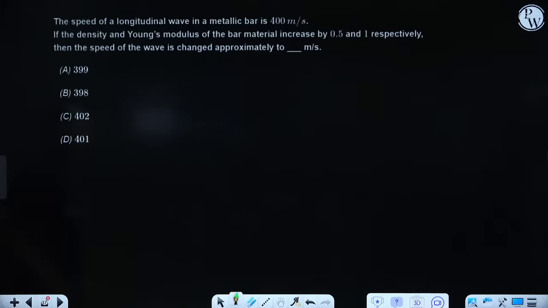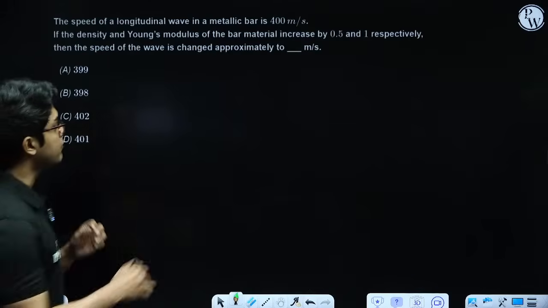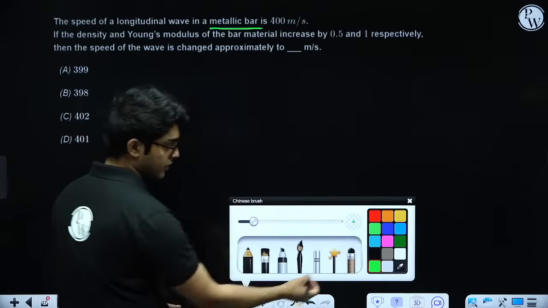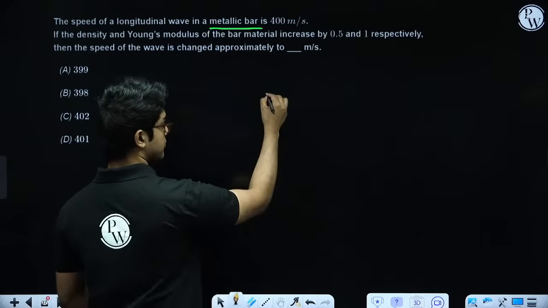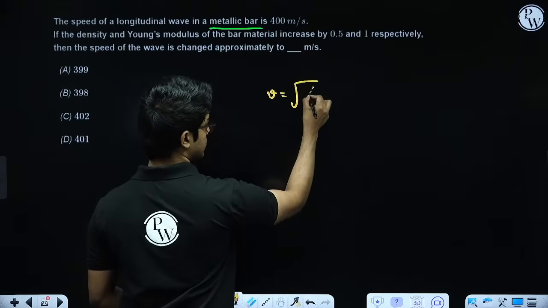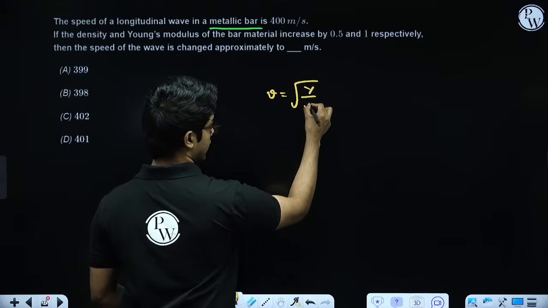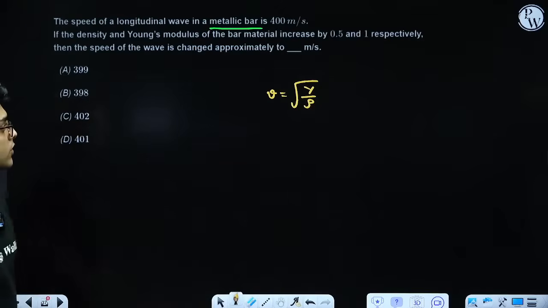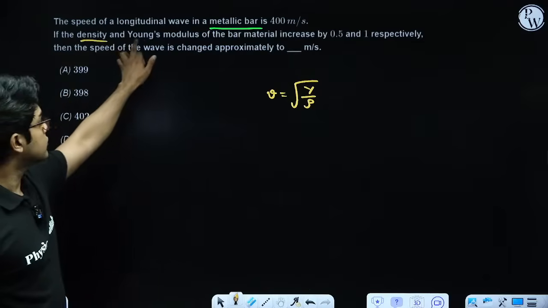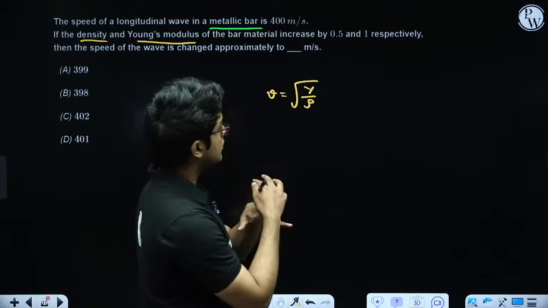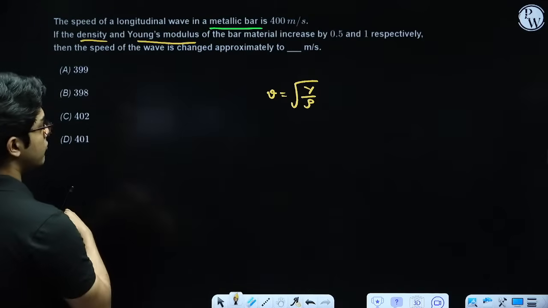All right. So now we have the speed of a longitudinal wave in a metallic bar is 400 meters per second. So this formula we discussed, the longitudinal wave speed on a metallic bar, is the square root of the Young's modulus of the bar divided by the density of the material. Now the question is, both the density and the Young's modulus are increased by 0.5 and 1 respectively.